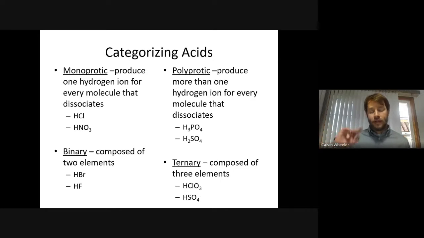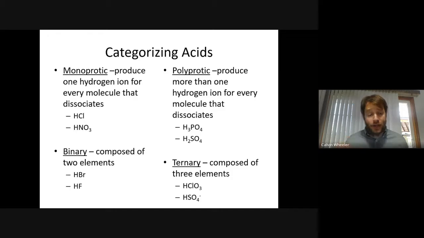Generically, instead of saying di or triprotic, we could just say polyprotic, which means more than one. And so we have the di and the triprotic ones classified as polyprotic acids, and then we have the ones with one hydrogen ion, one proton, classified as monoprotic acids.